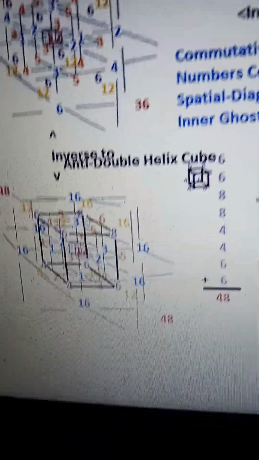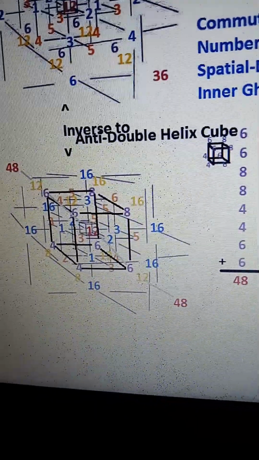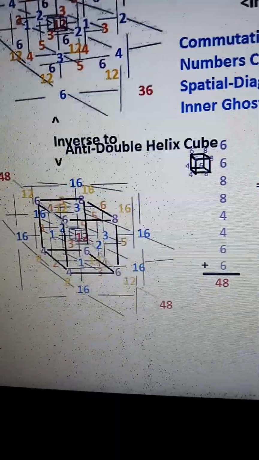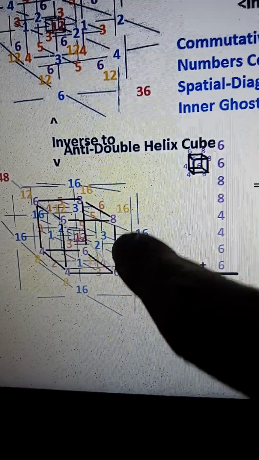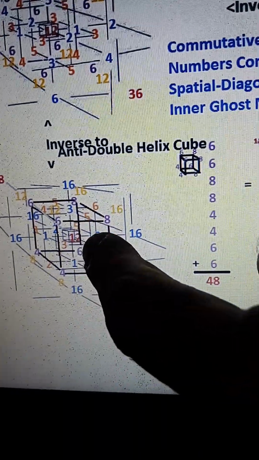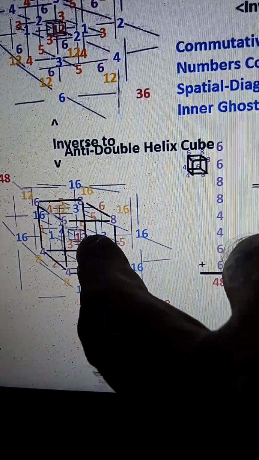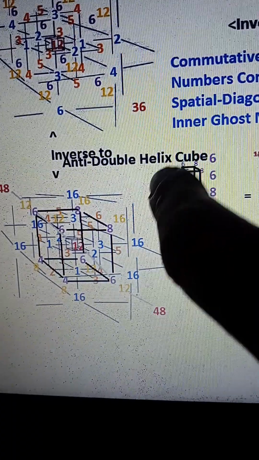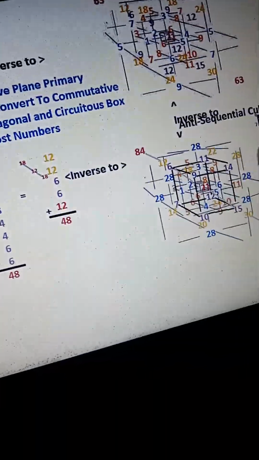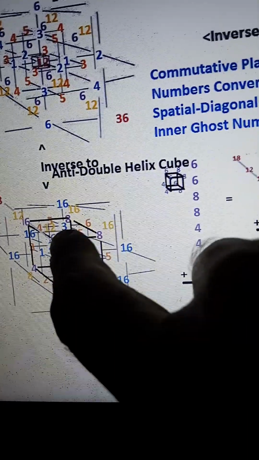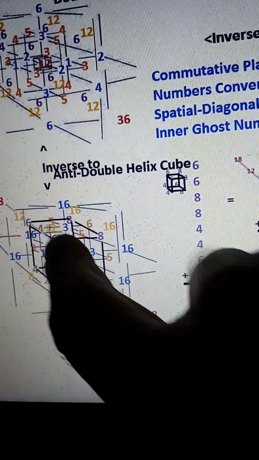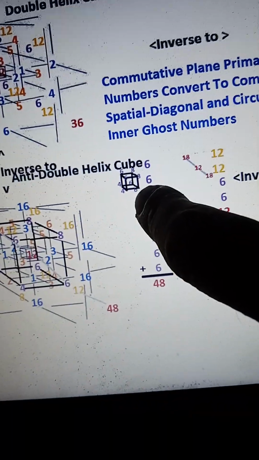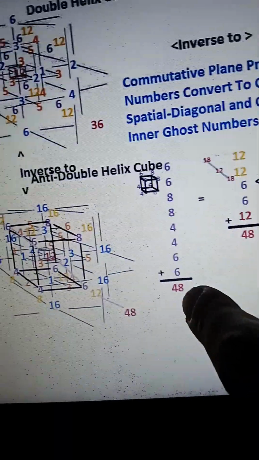And I wanted to show that this works too for a circuitous box, not just spatial diagonals. But I showed that the spatial diagonals in the cube and the circuitous box are equal if you include the central ghost number 12. I should have labeled this a hyper double anti-double helix and a hyper anti-sequential. But when I say hyper, I mean circuitous box. The 8 numbers that go around the circuitous box equal 48.